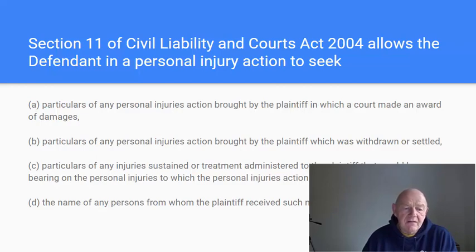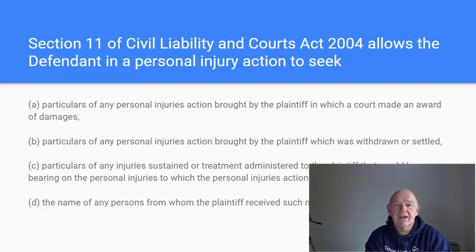So you see the four headings there on the screen: particulars of any personal injuries action brought by the plaintiff in which a court made an award of damages. So this is any previous claims. Particulars of any personal injuries action brought by the plaintiff which was withdrawn or settled, and this again covers previous claims. Particulars of any injury sustained or treatment administered to the plaintiff that would have a bearing on the personal injuries to which the personal injuries action relates.